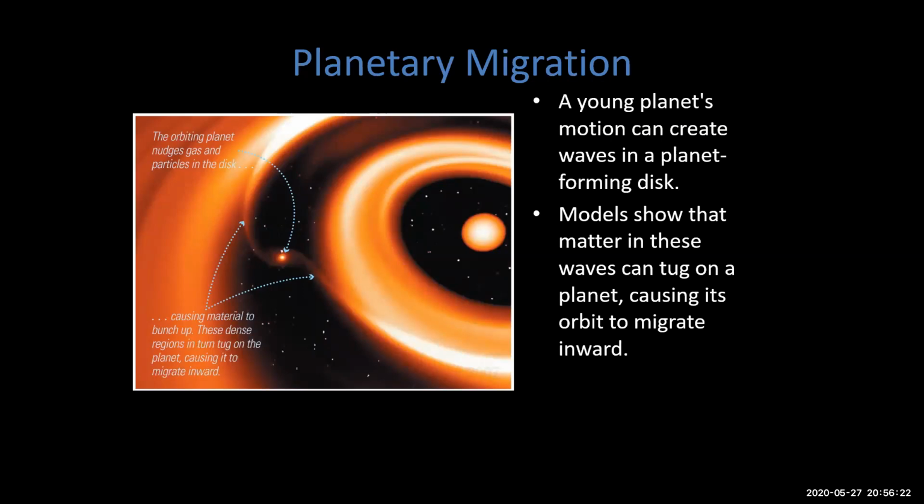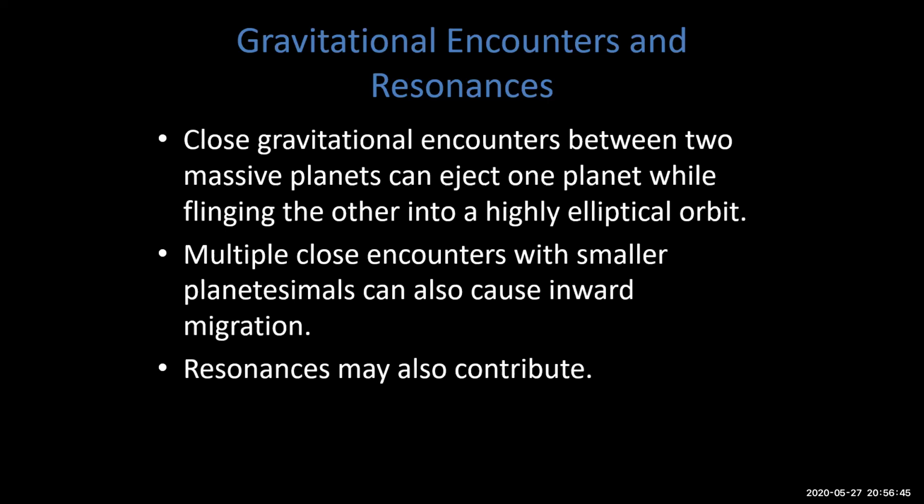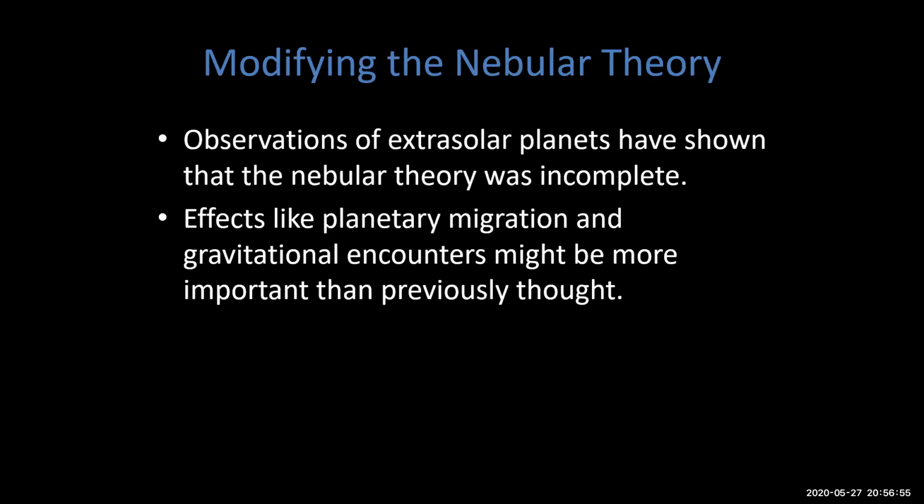Yep, here's all the slides. I was slightly out of order. I got ahead of myself. Yeah, so the planetary migration due to that friction with the nebula, you get the waves as well forming because it's on periodic time scales. Gravitational encounters and resonances, we mentioned that. Elliptical orbits. Yep.